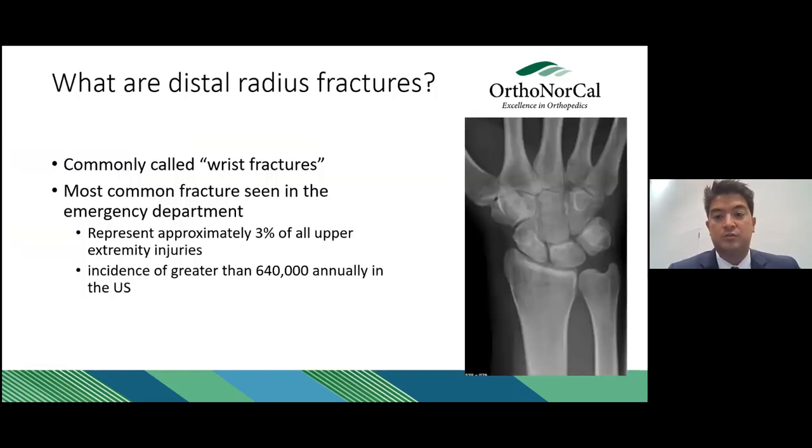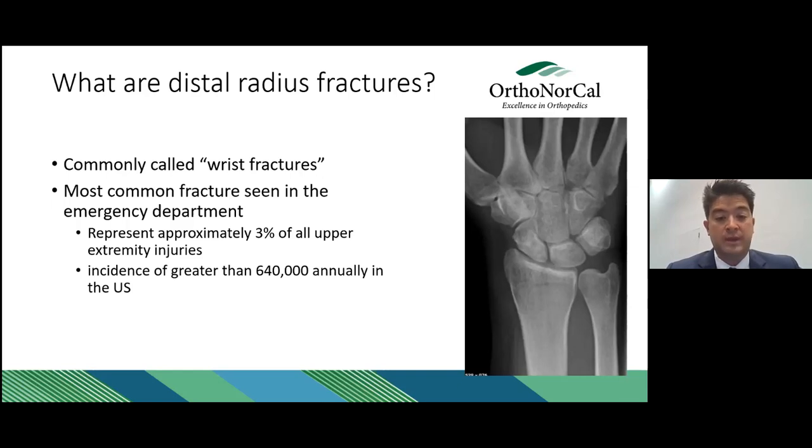So let's go on to distal radius fractures. They're commonly just called wrist fractures. When your friends are telling you I had a wrist fracture that was treated in a cast or I had surgery, we were talking about distal radius fractures. I think Charlene did a great job discussing exactly what she's talking about with distal radius fractures, so I'm not going to belabor the point. But looking from an orthopedic standpoint, the most common fracture seen in the emergency department is a distal radius fracture. And they're about 3% of all upper extremity injuries.